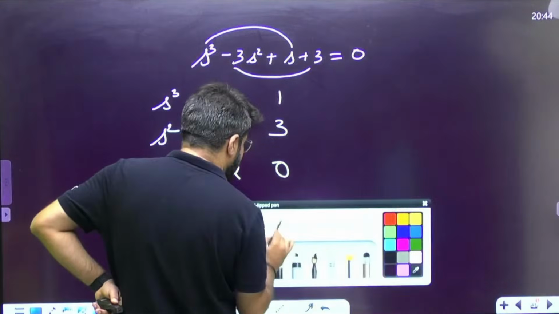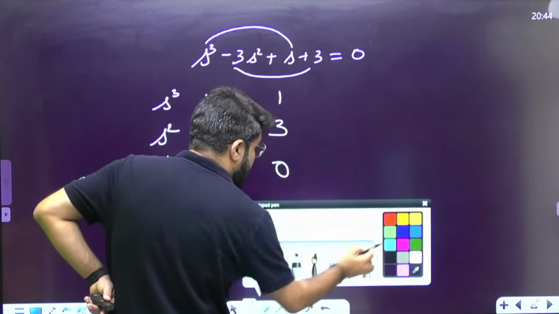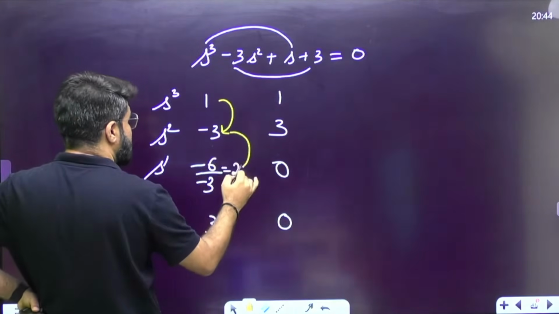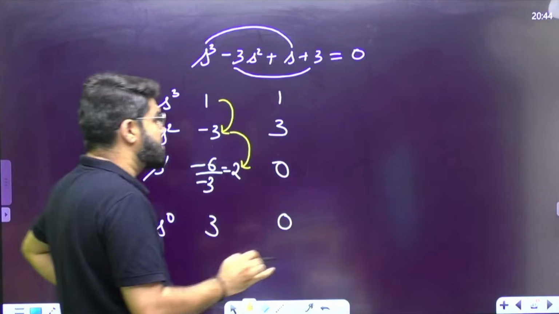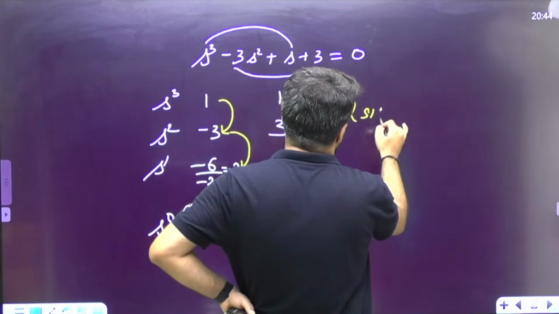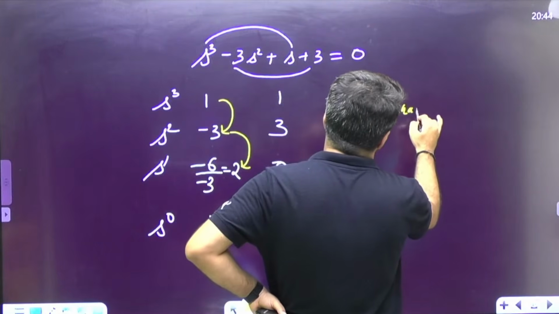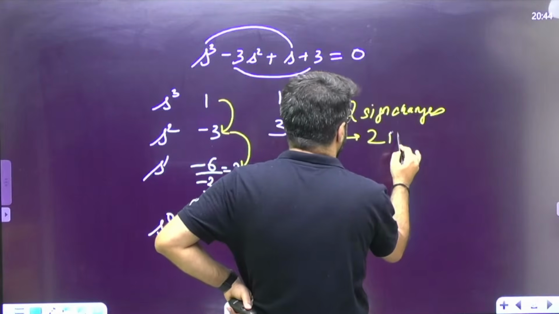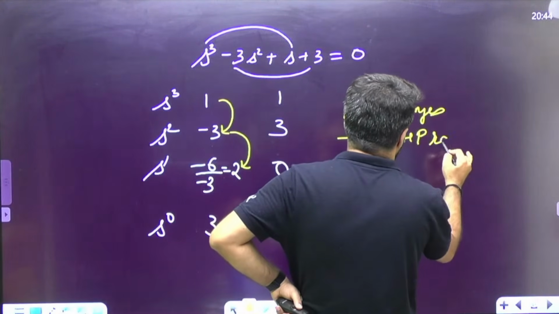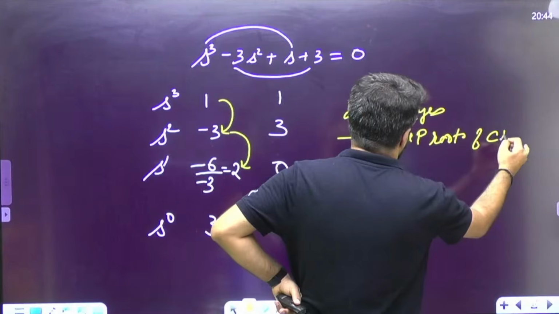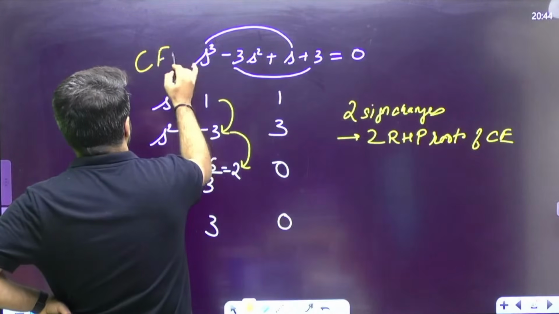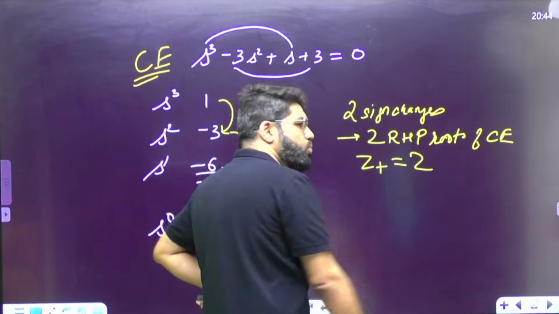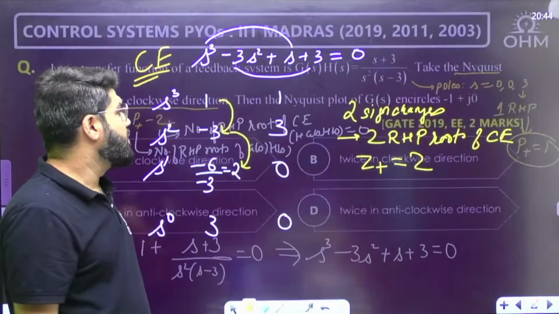How many sign changes? You see here, this is plus, then 2, then minus, that is 1 sign change, then minus to plus, another sign change. Then plus 2 plus. I told you that sign changes are to be seen only in the first column. 2 sign changes, so 2 RHP roots of the characteristic equation. This is nothing but the characteristic equation only. That means Z plus is equal to 2.